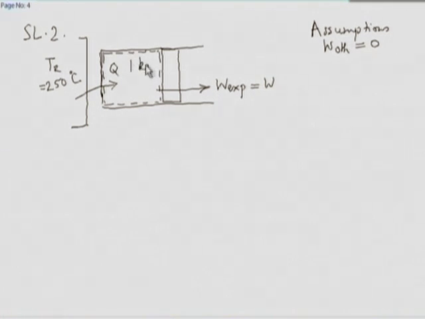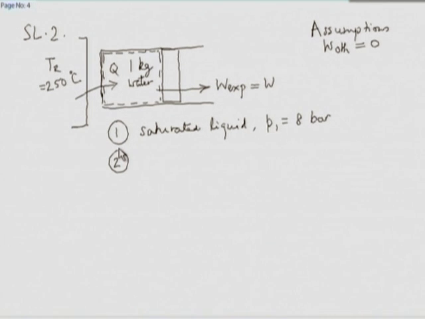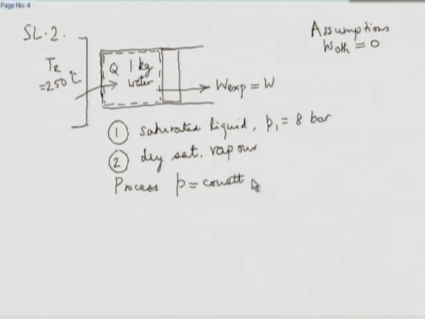We have 1 kg water. The initial state 1 is saturated liquid. P1 is 8 bar. Final state 2, dry saturated vapor, mark the word, completely evaporated into steam. Process in such a way that the pressure remains constant. So, this means P2 is also equal to 8 bar.